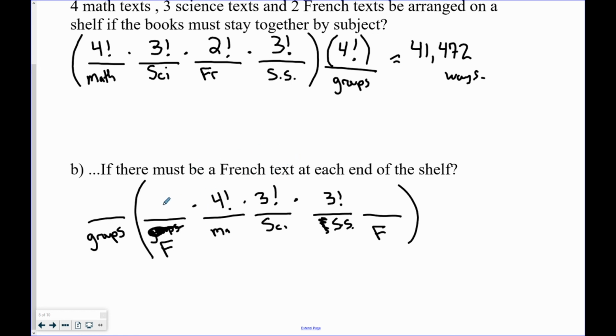So if there's going to be 1 at each end, when I choose my first French book, I got 2 choices. When I choose my last French book, I got 1. Now, I have to leave the French books at either end, but I can rearrange the math, science, and social studies groups. So there's 1, 2, 3 groups I can arrange, so there's 3 factorial ways I can arrange those groups. Now, when you multiply this entire mess together, you're going to get 10,368 ways. So that is a particularly tricky example, and sometimes it shows up on the exam or something similar. So you might want to pause it and try it again.